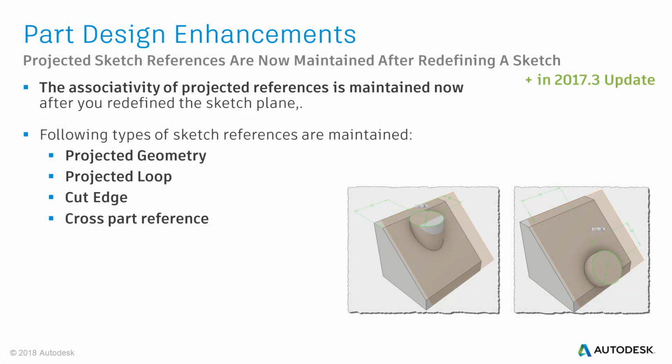Another improvement you should be aware of is that the associativity of projected references is maintained now after you've redefined a sketch plane. At some point in your Inventor life, you had to redefine a sketch for sure and assign it to another part face or work plane. That workflow was always marked by the loss of projected geometry. Just try the improved maintenance behavior of projected geometries next time. It is supported for projected geometry, projected loop, cut edge, and cross-part reference.